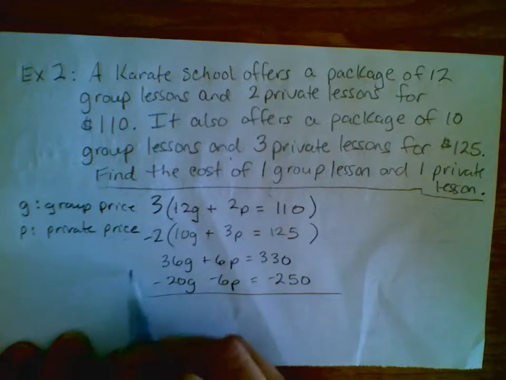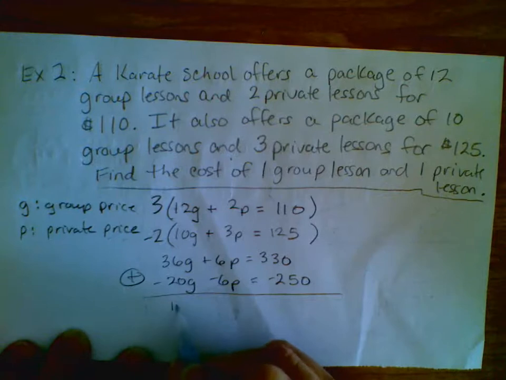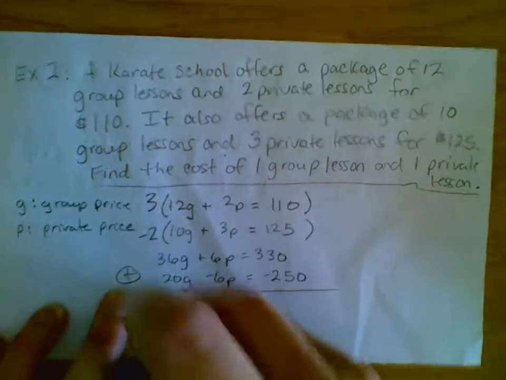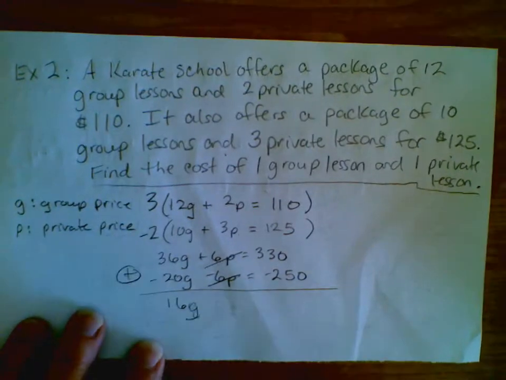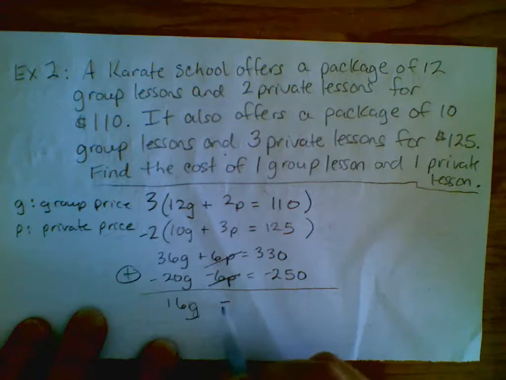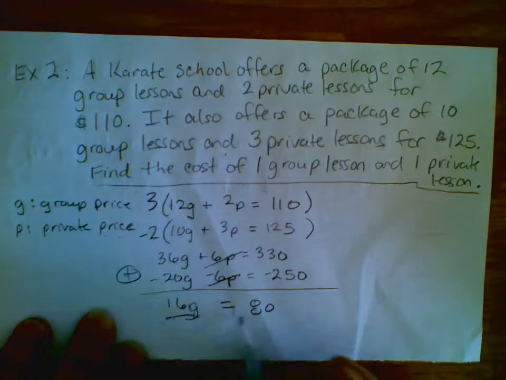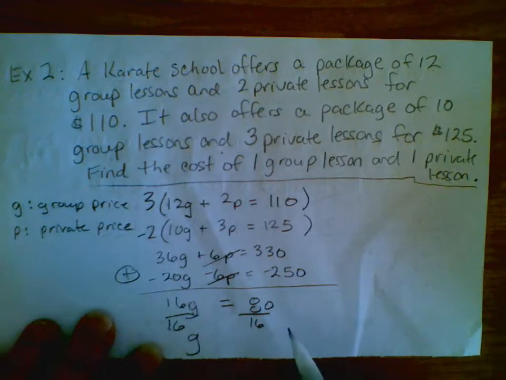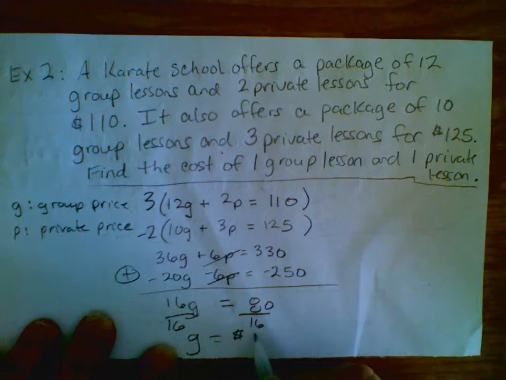And I'm going to add. So 36G minus 20G is 16G. Oops, that's a G. Those are eliminated, so my P's are eliminated. And then 330 minus 250 is 80. Divide by 16. So G equals $5.